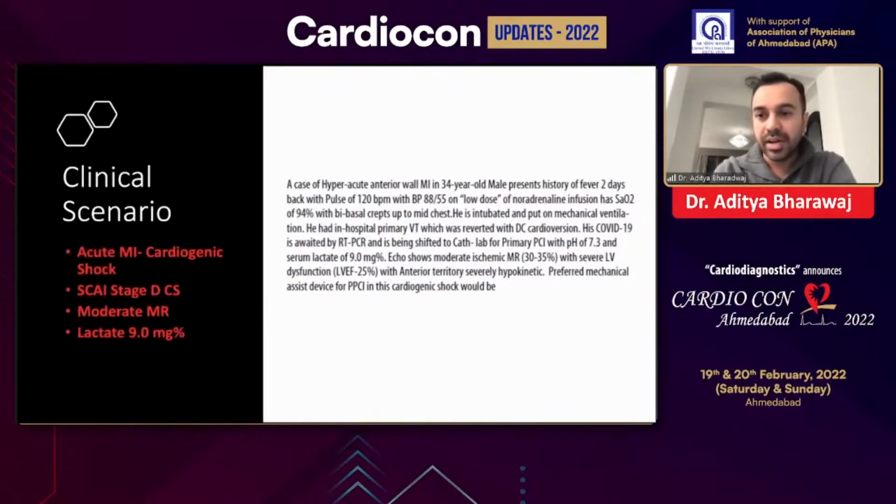So just to summarize, basically this is a young patient with COVID and acute MI cardiogenic shock. And like we talked about, he's somewhere between stage C to D. I would argue that he's actually stage D because he's failed the first line, which is usually vasopressors and inotropes. He's failed that, and now he's requiring mechanical circulatory support. So he's deteriorating. He also has ischemic mitral regurgitation. It's moderate. His lactate is 9.